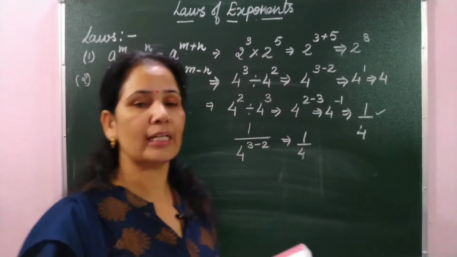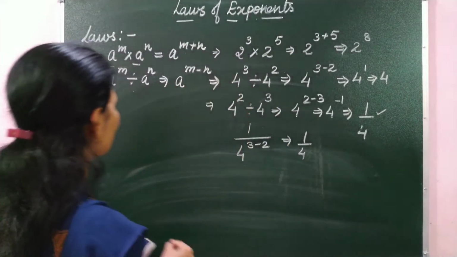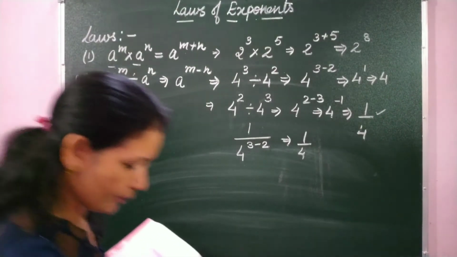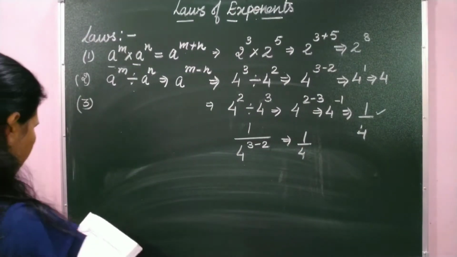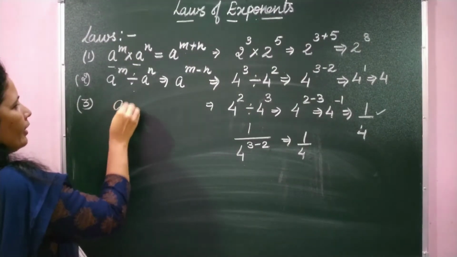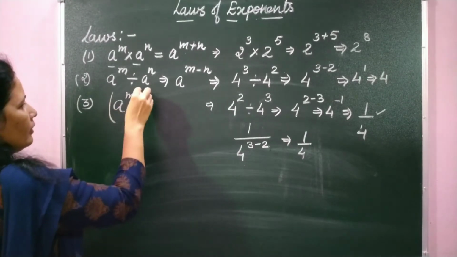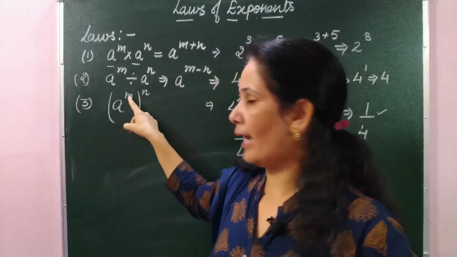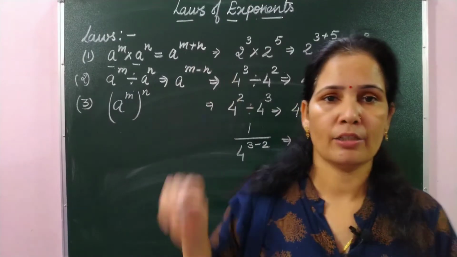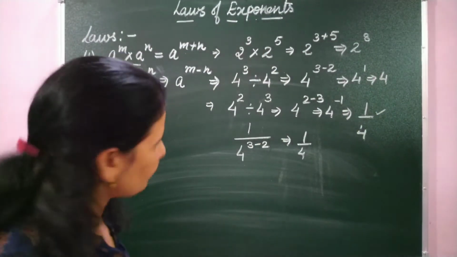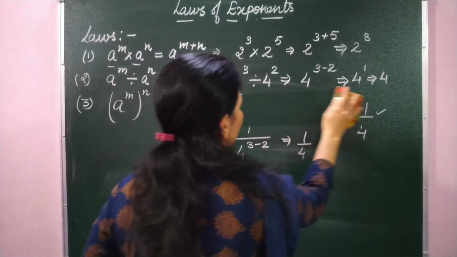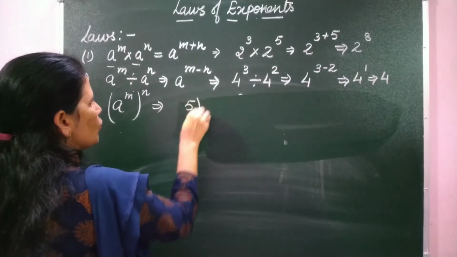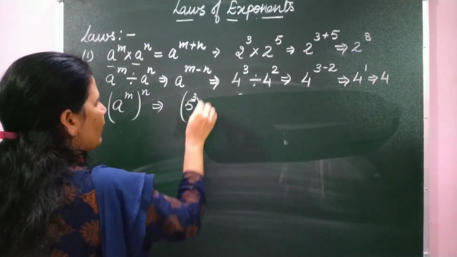In third law, how to take the power of power. In third law, they have given if a number a whose power is m and there is another power, it's called power of power. Here is a power m and power of power n. So how to solve this one? So let's take one example to explain this one. For example, we have a number 5 whose power 3 and power to the power 2.